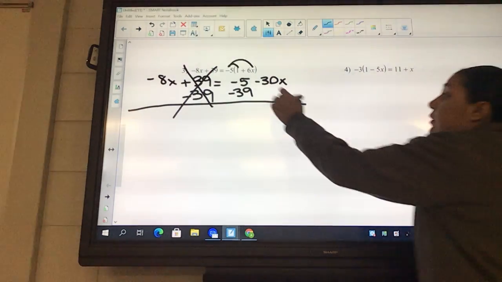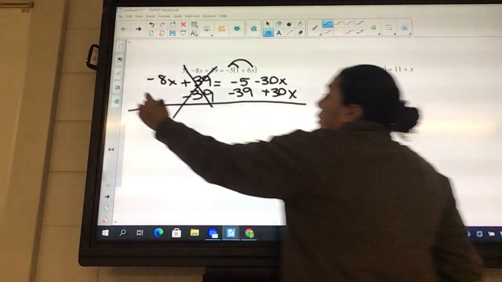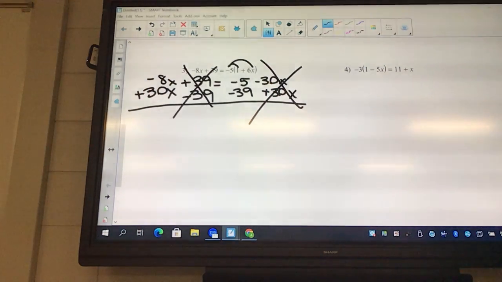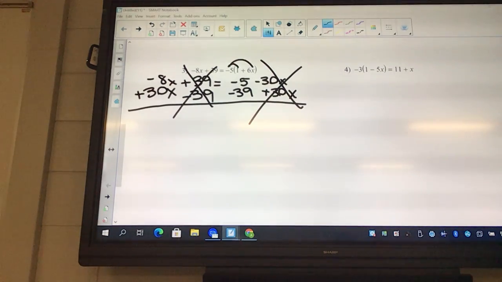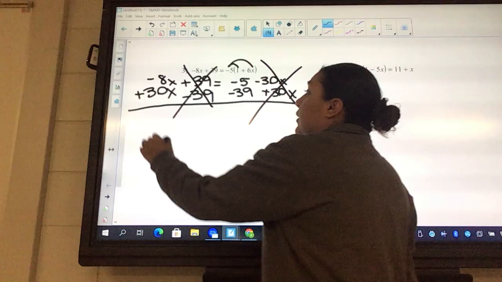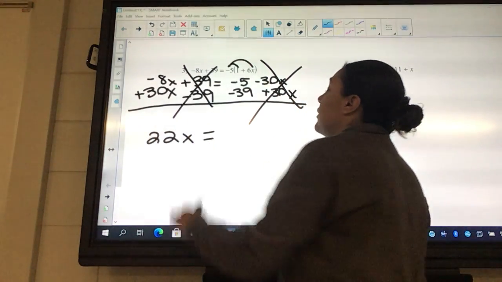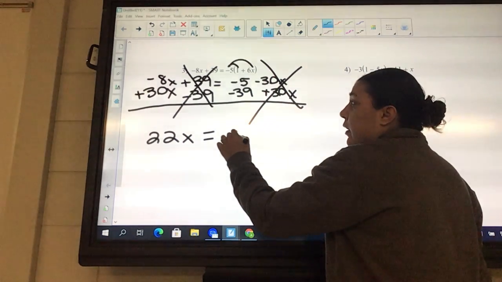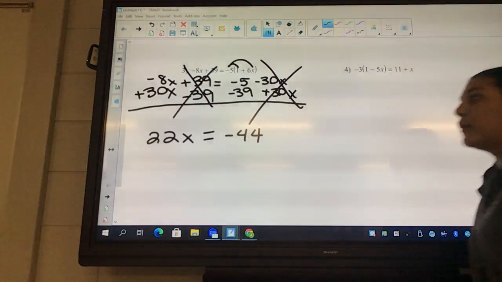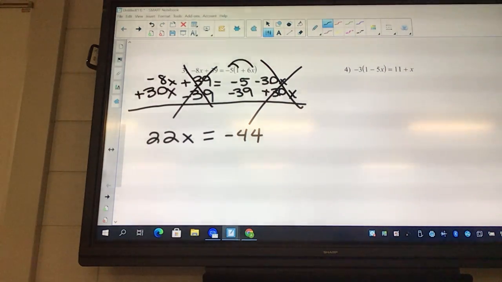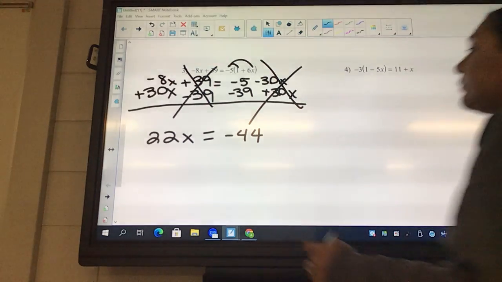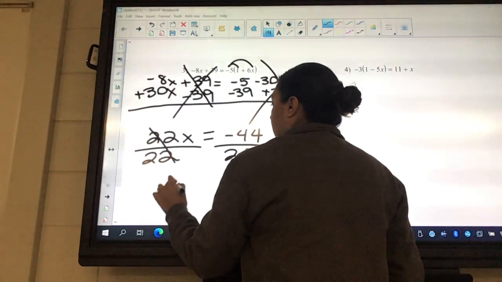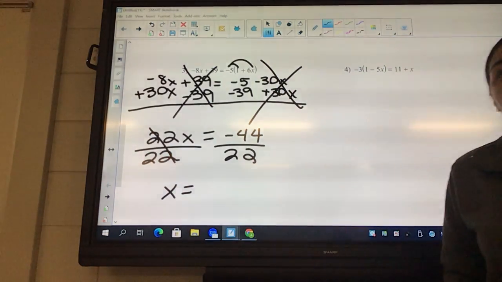So we're going to say plus 30, plus 30x. So I got a negative 8x plus 30. 22x equals negative 5 minus 39. Negative what? Negative 44. I thought you said 41. And then what's our last step? Divide. And you're going to get x equals what? -2.